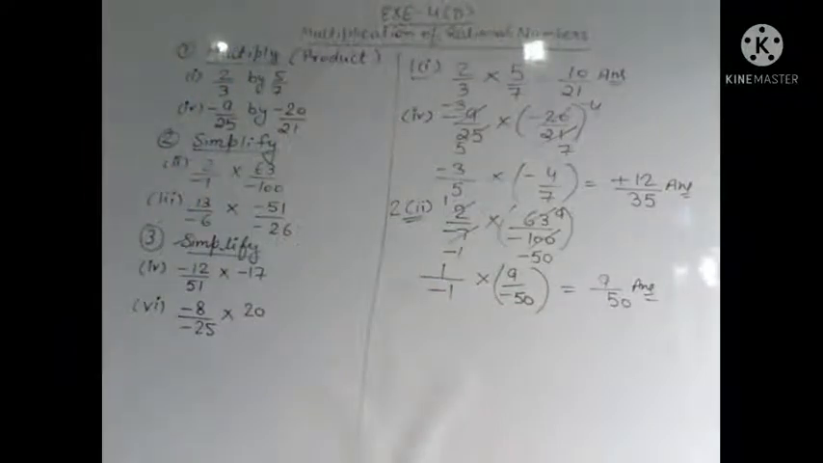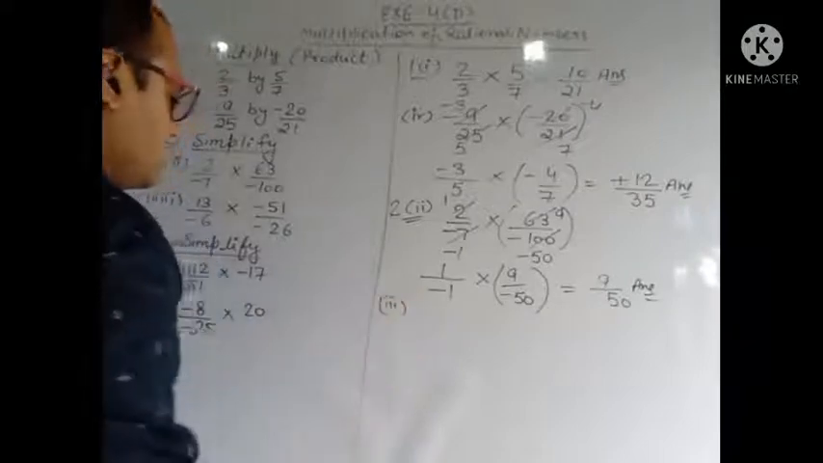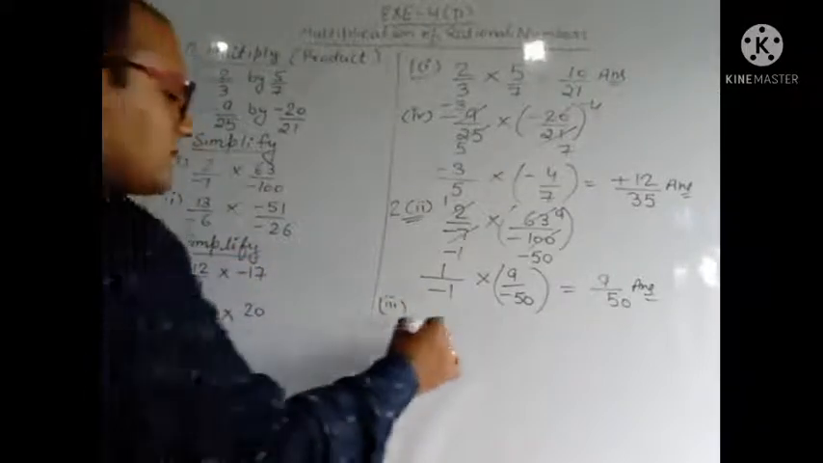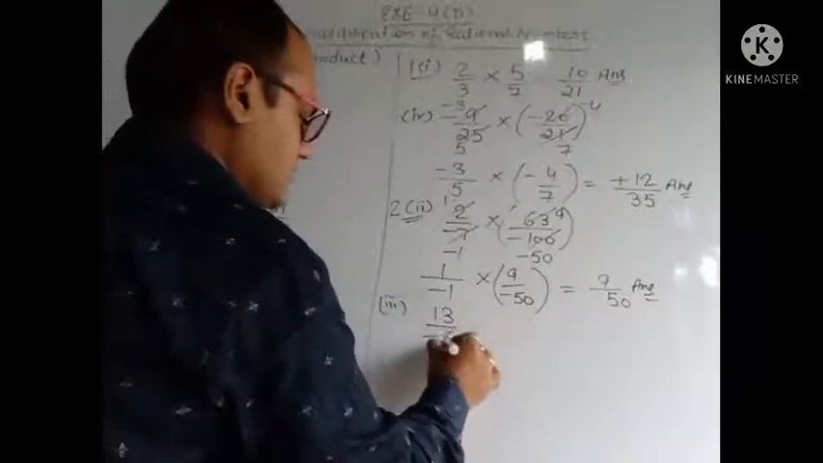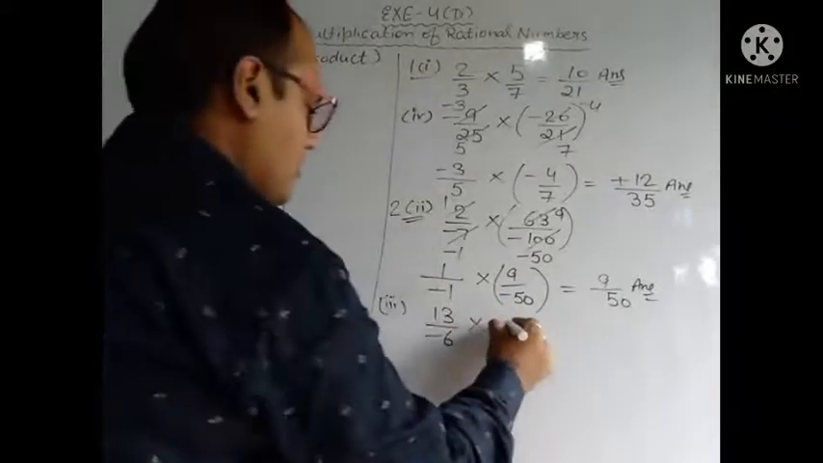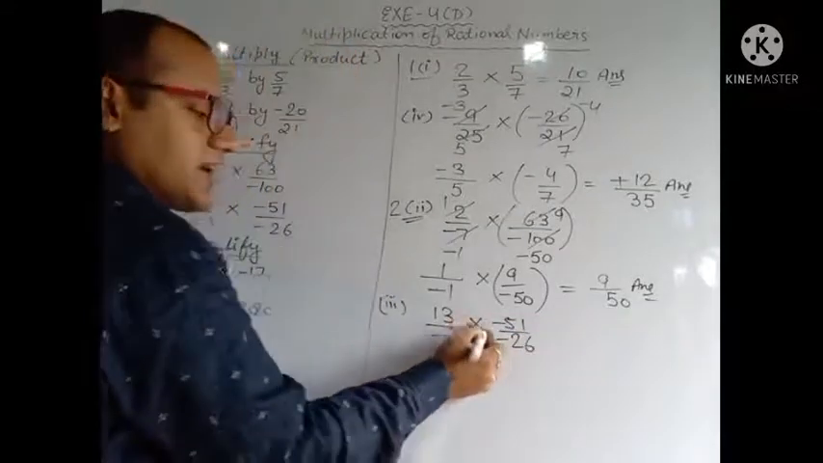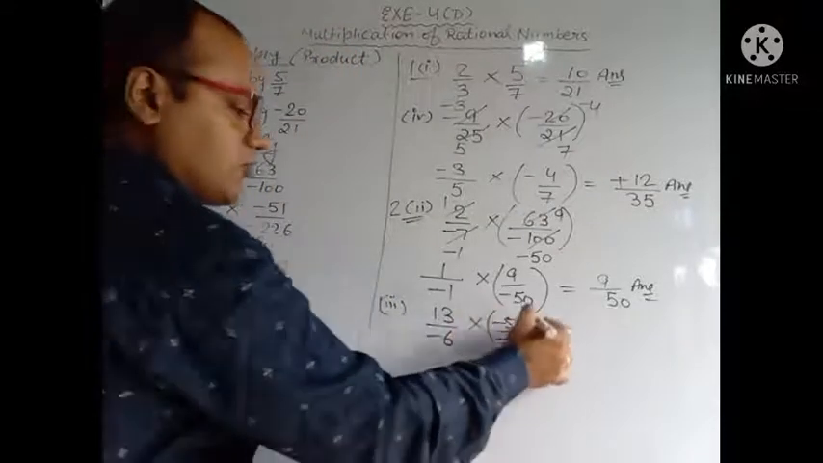Now question number second, part number third. Part number third. 13 upon minus 6 multiply minus 51 upon minus 26. Double sign are coming, multiply minus, so we have to use bracket.